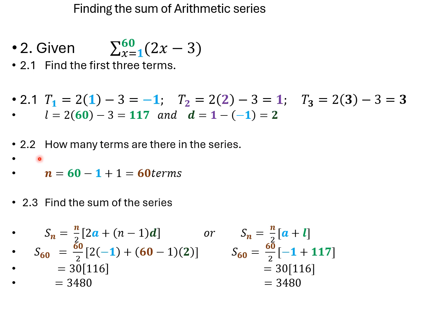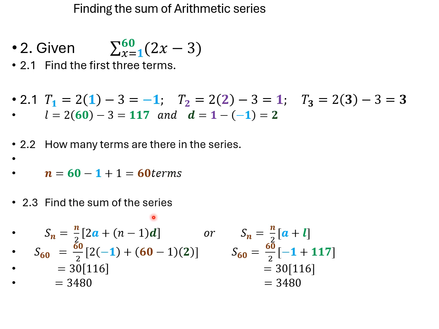Alright, so 2.2. How many terms are there in the series? Always top minus bottom plus 1. 60 minus 1 gives me 59, plus 1 gives me 60 terms. Don't naturally assume that because the top is 60, there are automatically 60 terms. You can start at x equal to 0, even minus 1, you can even start at x equal to 4. So be very careful what is top and bottom. Top minus bottom plus 1, that is for my number of terms.